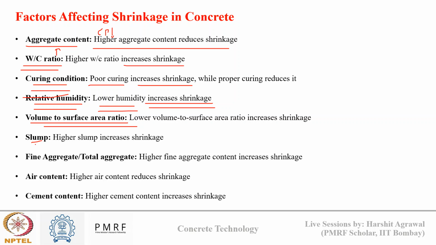Slump: higher slump initially means that concrete is more fluid in nature. So if concrete is more fluid in nature, it is more susceptible to moisture loss, so shrinkage will increase. Then fine aggregate to total aggregate proportion. So higher fine aggregate content increases shrinkage. Why? Because it increases the paste volume inside concrete. Okay, so it can lead to higher shrinkage in concrete.